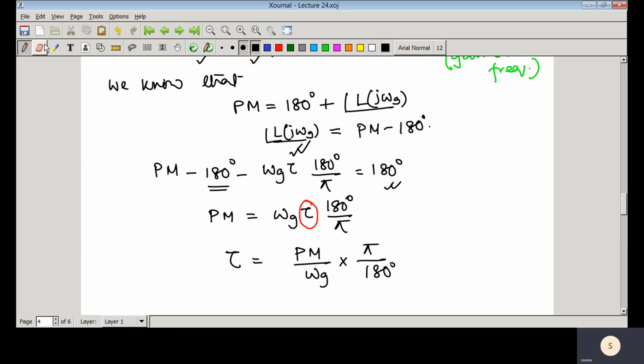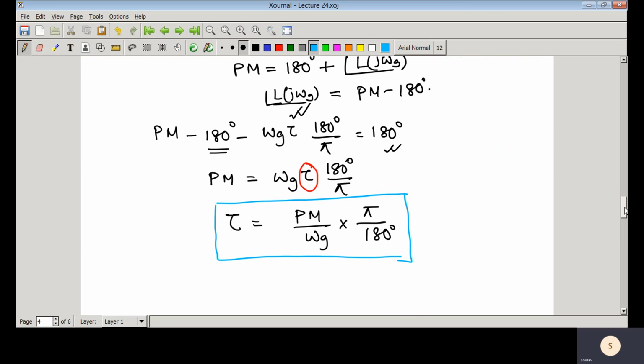So if we introduce this much tau, the system would be on the verge of instability, and this is the range. So for a particular closed loop system, if we know that it has this much phase margin, and we know this gain crossover frequency, from here we can estimate how much delay can be tolerated in the closed loop system without hampering the stability.